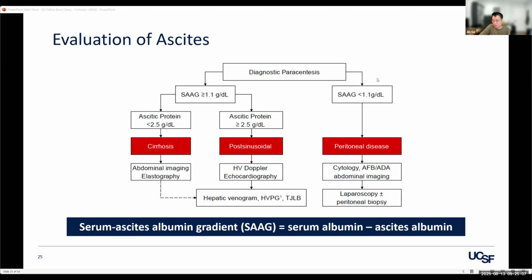So this is a nice summary of the evaluation of ascites. You want to get a diagnostic para, you want to get the fluid albumin as well as the protein, and you really want to calculate the SAAG, which is defined as the serum albumin minus the ascites albumin, to see if this is going to be a high SAAG ascites or low SAAG ascites. High SAAG usually implies cirrhosis or heart failure. Low SAAG is when you're thinking about peritoneal disease, and this is a whole different workup for potentially malignant causes of ascites.